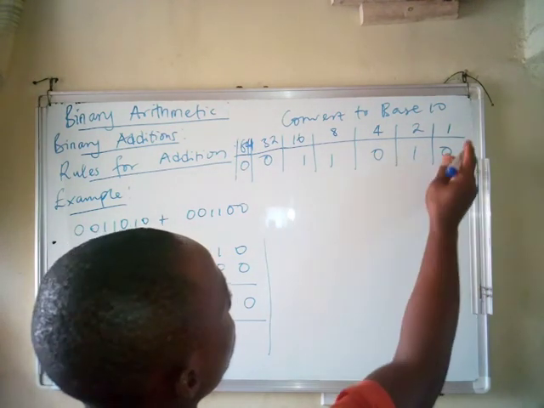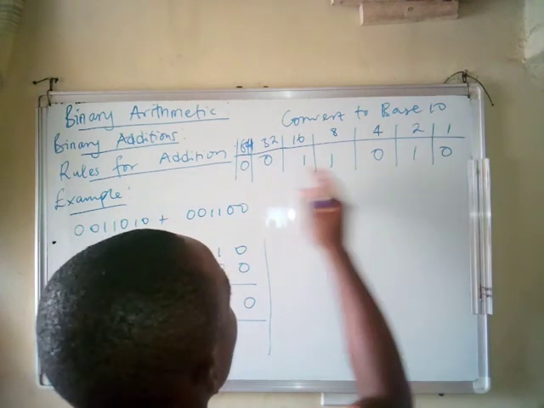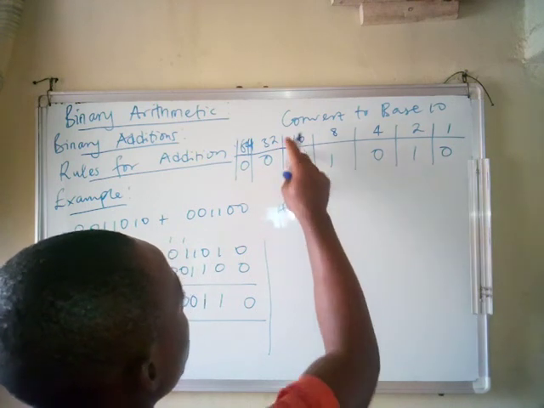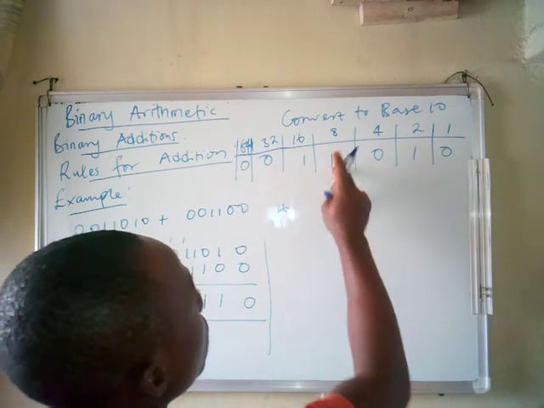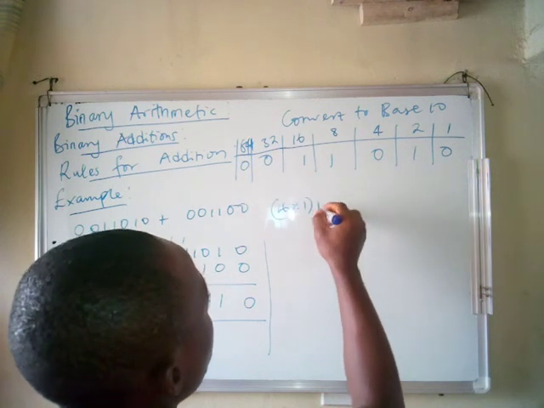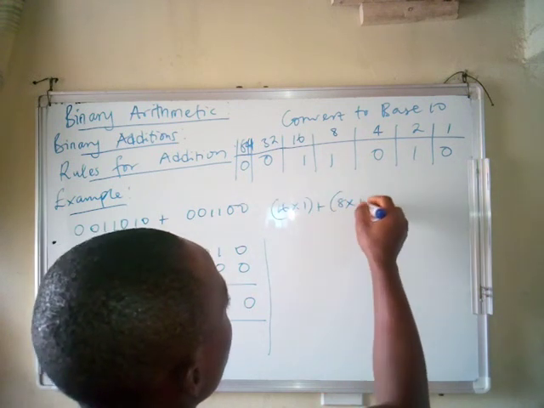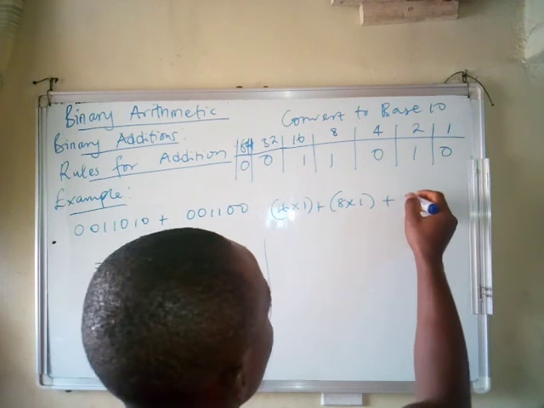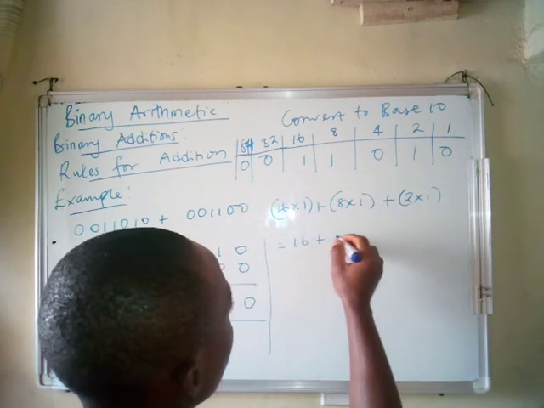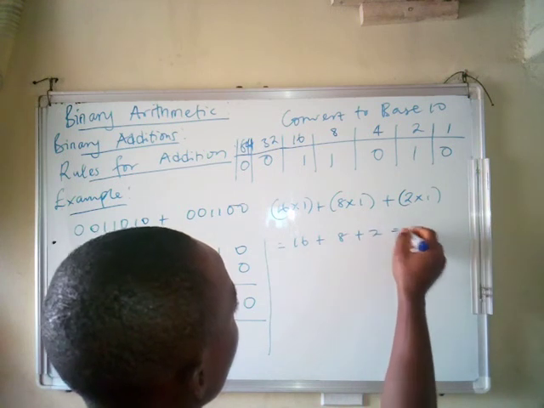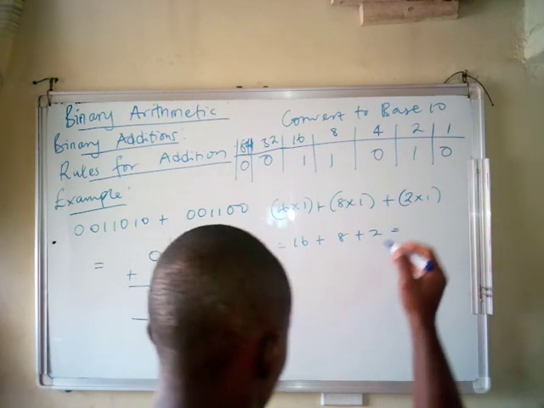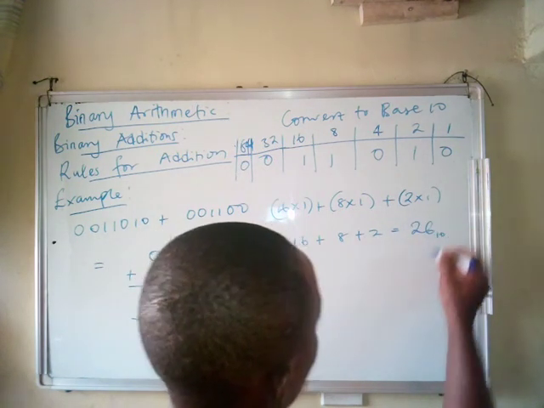So this is done. Let's start from there. You have 16, the one that has the figures, right? So 16 times 1 plus 8 times 1 plus 2 times 1. So we'll have 16 plus 8 plus 2, and that will give us 26 base 10.